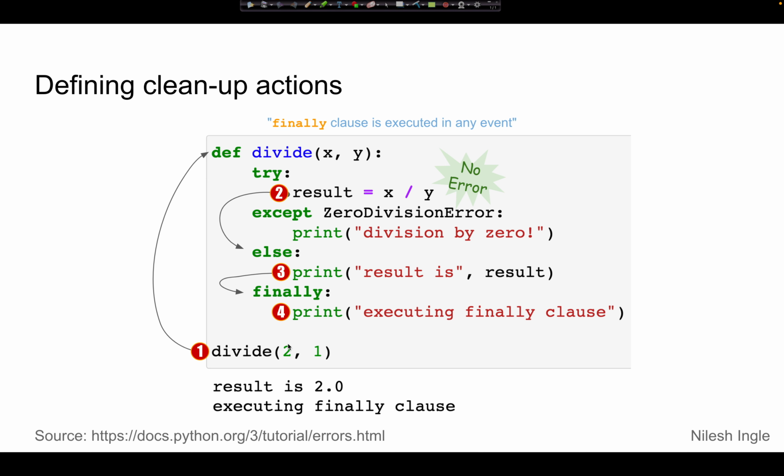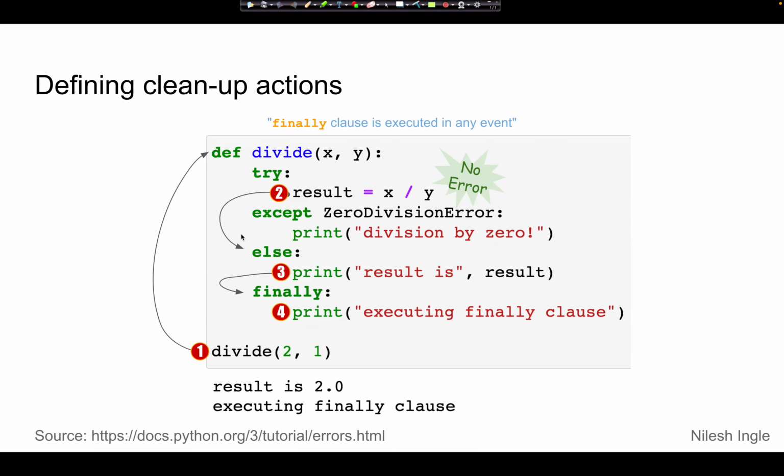So in the very first case, we pass in the values 2 and 1 to the divide. So x is equal to 2, y is equal to 1. We divide 2 by 1, the result is 2. There's no error, everything is good. So the except block is skipped. We go to the else block. The print result is 2. That's what we see here. And after that, the control goes to the finally block, and this will print executing finally clause, and this is printed. So everything works well as we would expect.